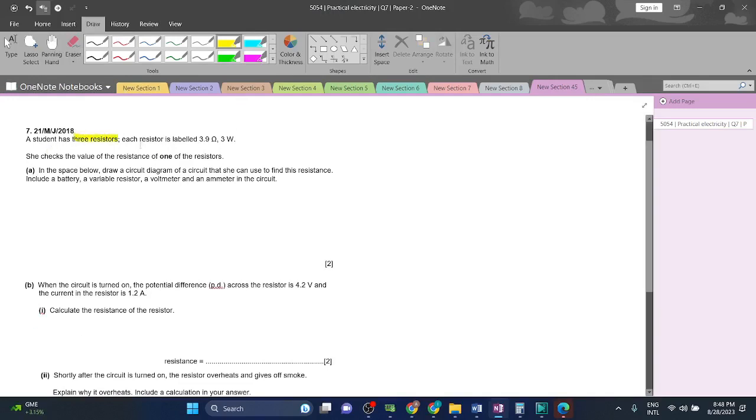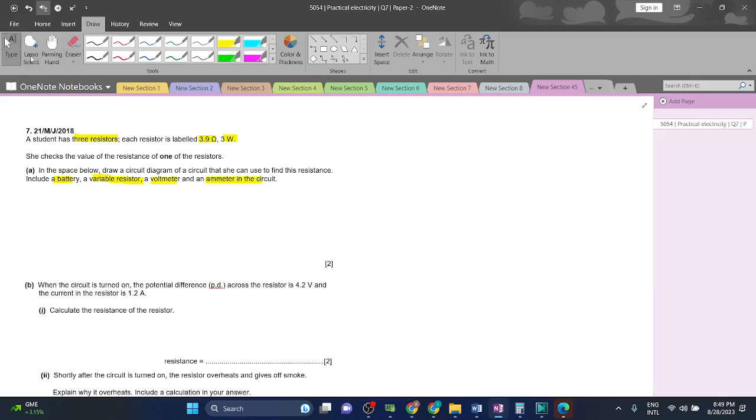अब हम करेंगे प्रैक्टिकल इलेक्ट्रिसिटी क्वेश्चन 7 पेपर 2 5054। लेट्स स्टार्ट। क्वेश्चन 7। A student has three resistors. Each resistor is labeled 3.9 ohms और उसकी पावर रेटिंग है 3 watts. She checks the values of the resistance of one of the resistors. In space below, draw a circuit diagram of a circuit that she can use to find the resistance. Include a battery, a variable resistor, a voltmeter, and an ammeter in the circuit.